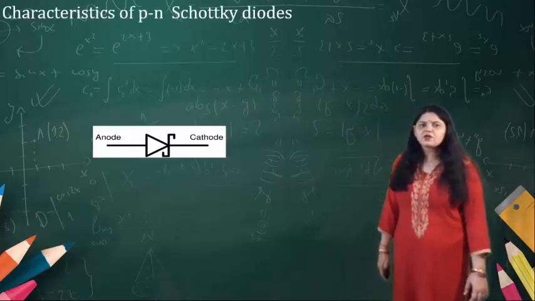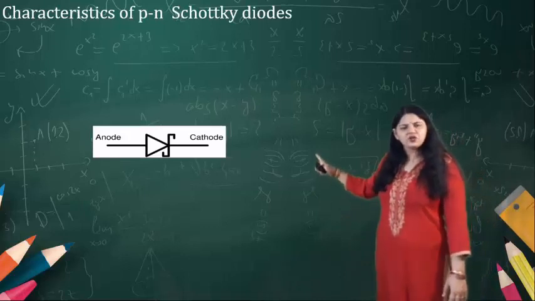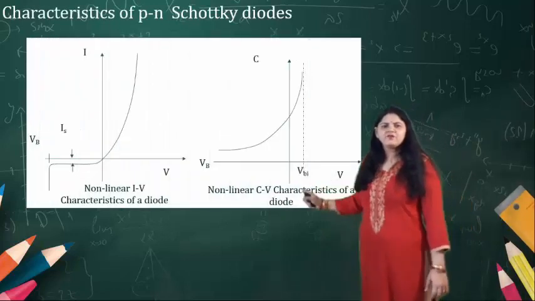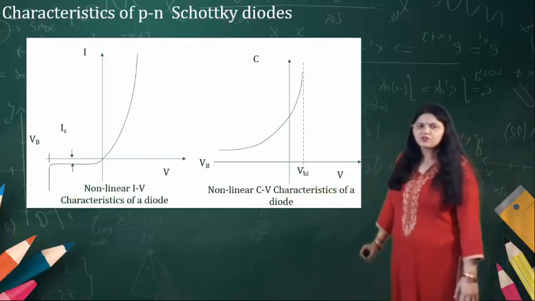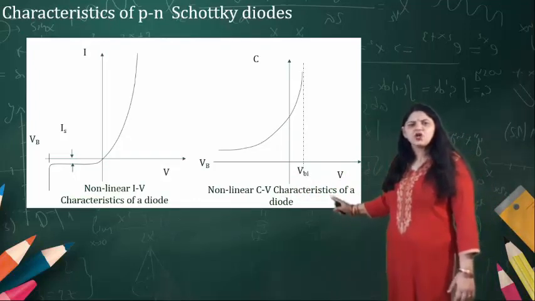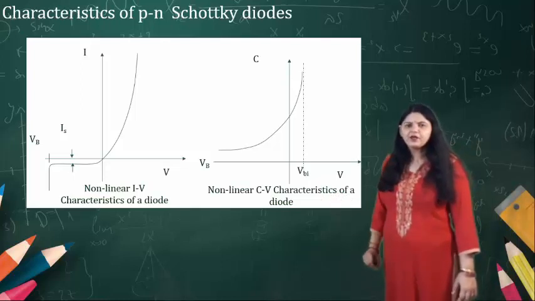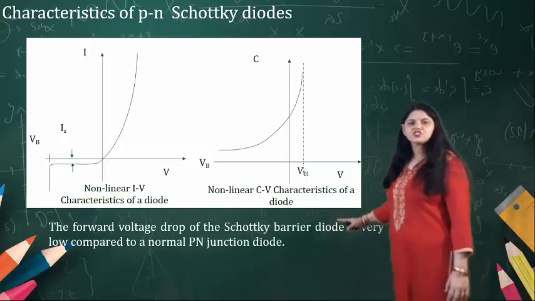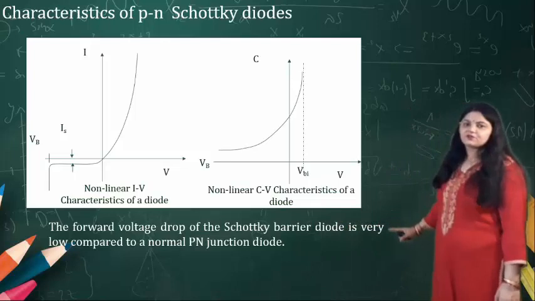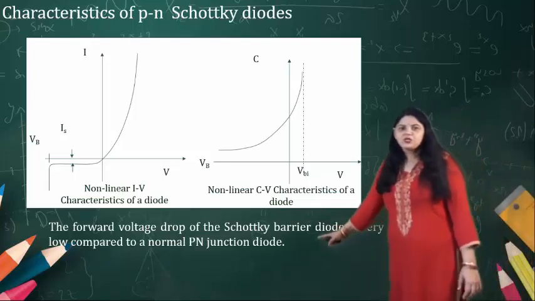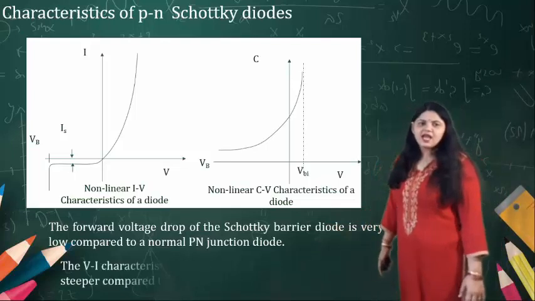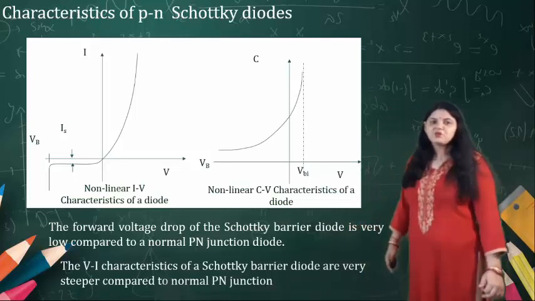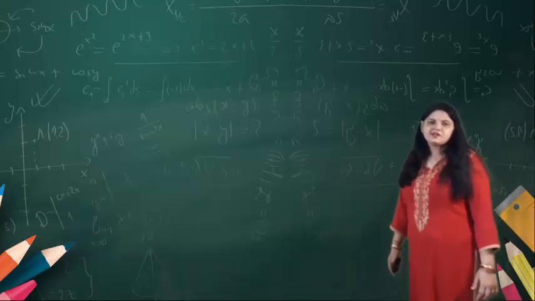Now when we compare, this is the symbol of the Schottky diode, and you can see the nonlinear IV characteristics of the diode, and this is the nonlinear CV characteristics of the diode. It operates at very low voltage. The forward voltage drop of the Schottky barrier diode is very low compared to the normal PN junction diode, and the VI characteristics of the Schottky barrier diode are much stiffer compared to the normal PN junction.